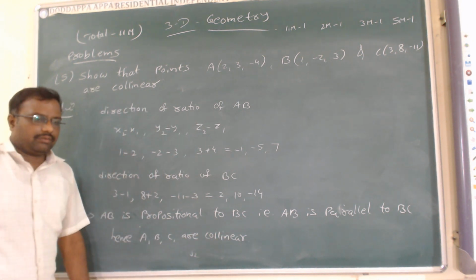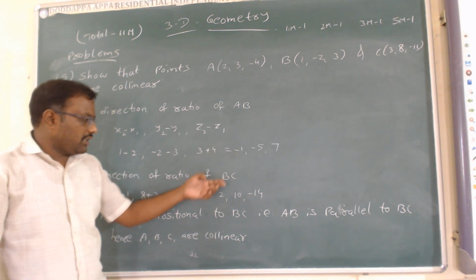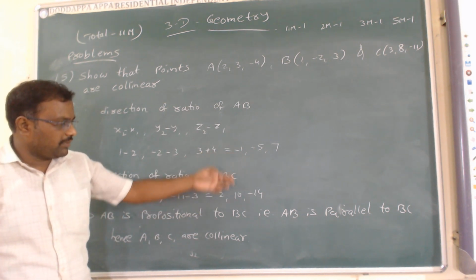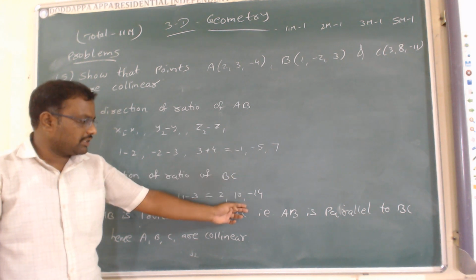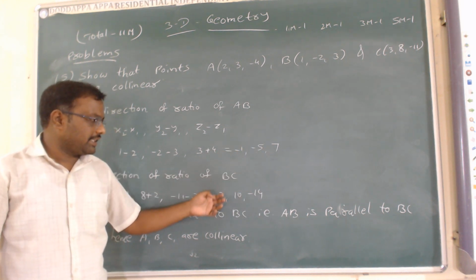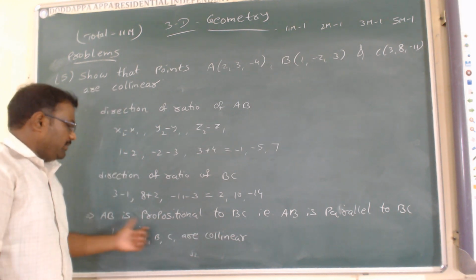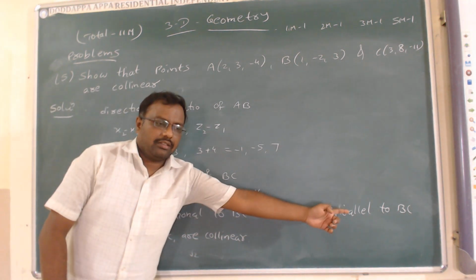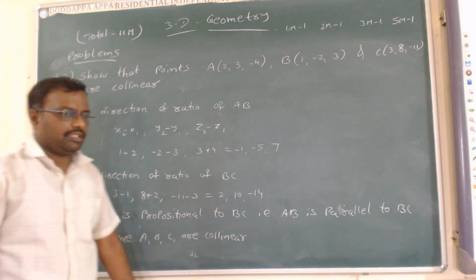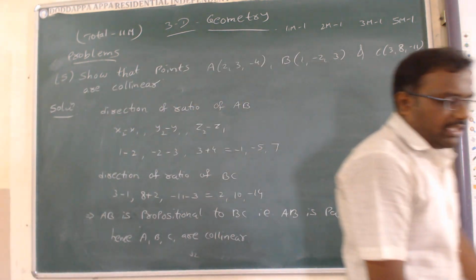Okay, once again I will repeat. Here you can observe that the value is doubled. Here 1 is there, 2; here 5 is there, 10; here 7 is there, 14. And signs are opposite in values. Therefore AB is proportional to BC, that is AB is parallel to BC. So hence A, B, C are collinear.